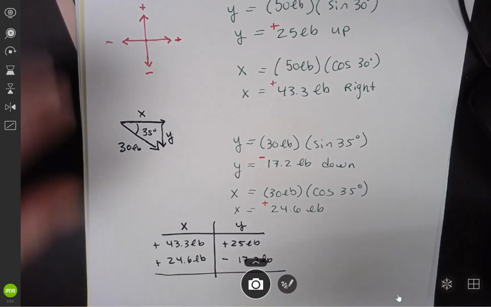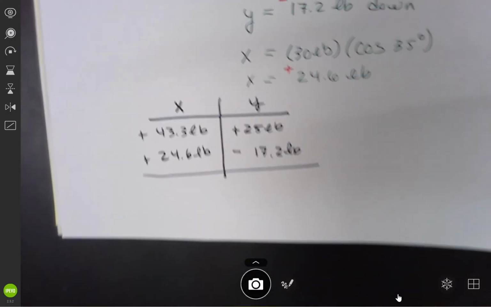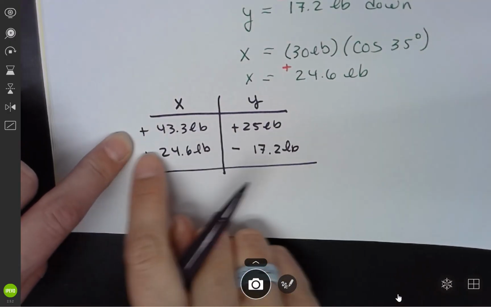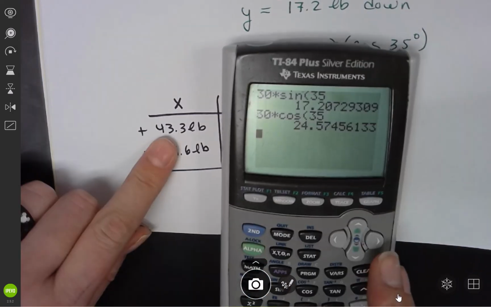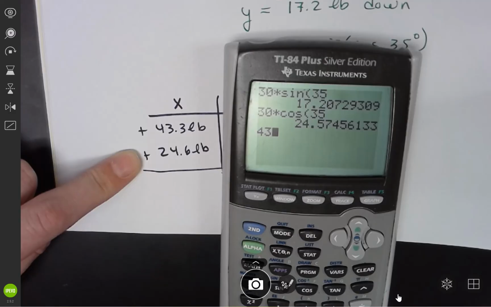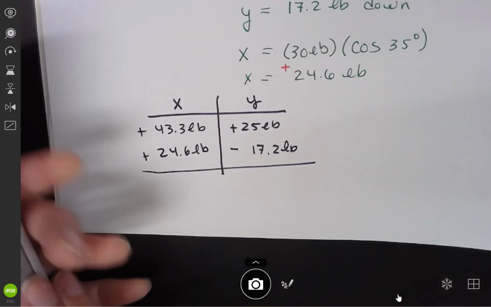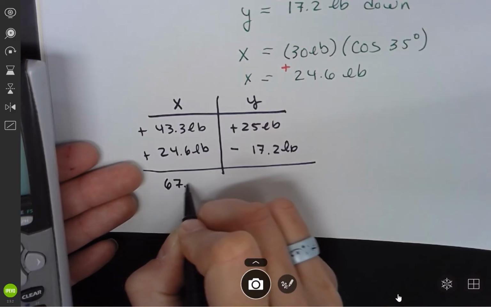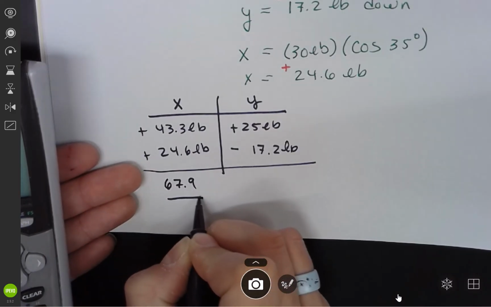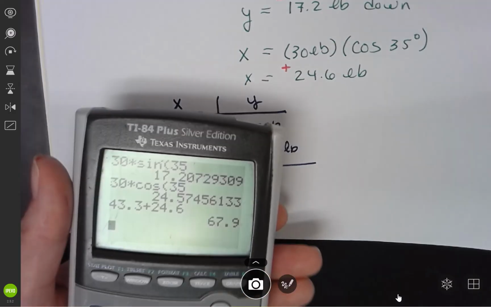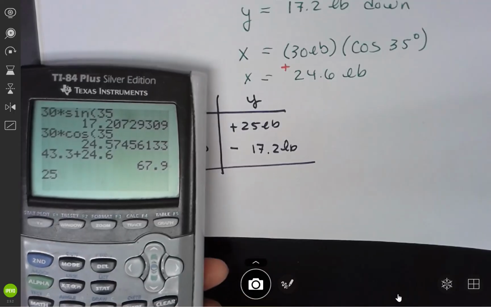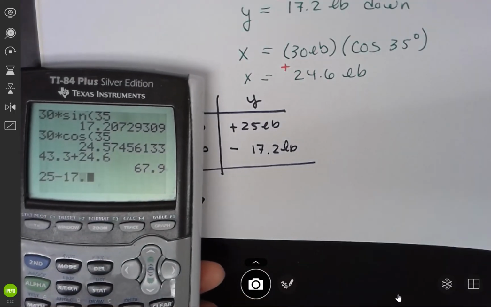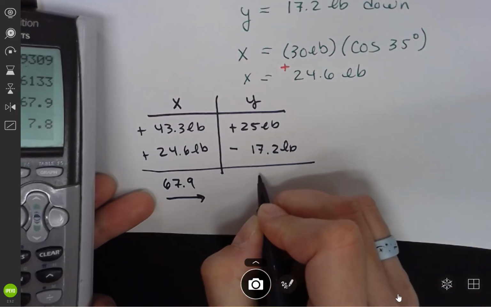So what I'm going to do is add these numbers up down here. This is my first vector, this is my second vector, their x and their y, and I'm just going to take my calculator. Since they're both positive, I'm just going to add them. 43.3 plus 24.6 gives me an x of 67.9, and I'm just going to remind myself that it's positive, which means it's pointing that way. And then this guy, 25 plus a negative 17.2, you can actually just subtract 17.2, gives me positive 7.8.